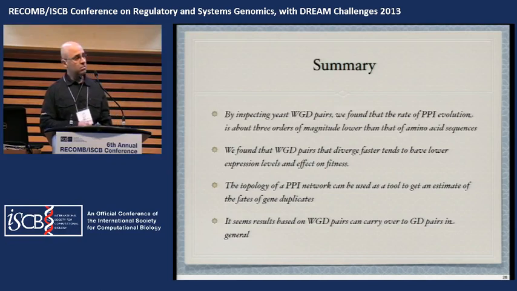So to summarize, by inspecting these WGD pairs, we find that PPI evolve at a rate that's about three orders of magnitude slower than sequence evolution. We find that you can use networks as a proxy to estimate the fate of duplicates. And results I did not show, that are in the paper, are that WGD pairs that evolve much faster seem to have lower expression levels and lower effect on fitness as well.